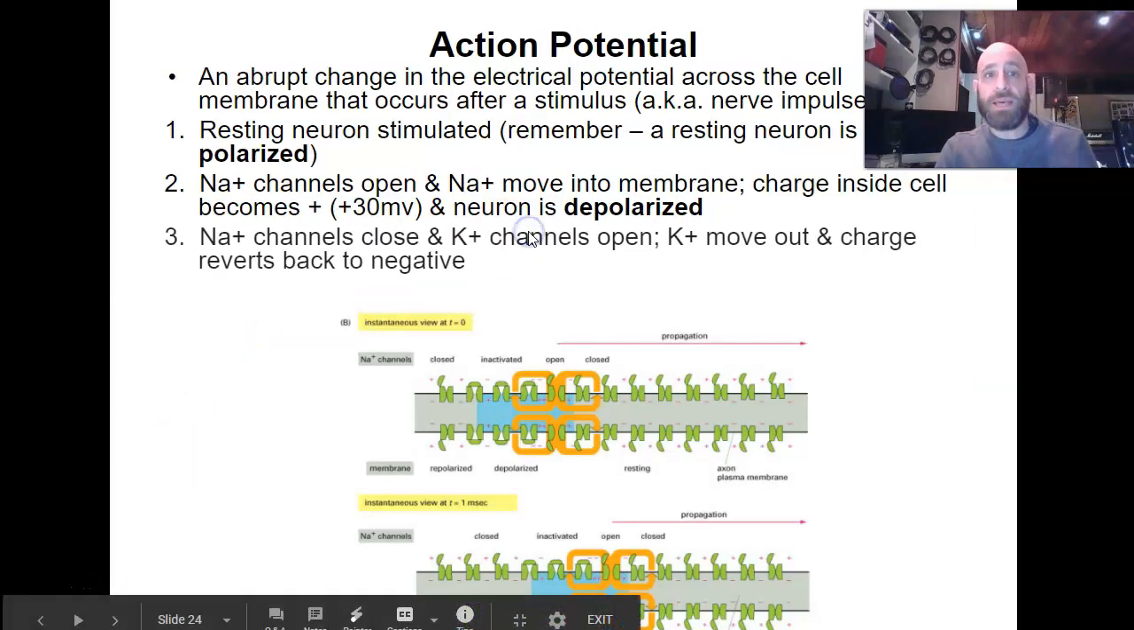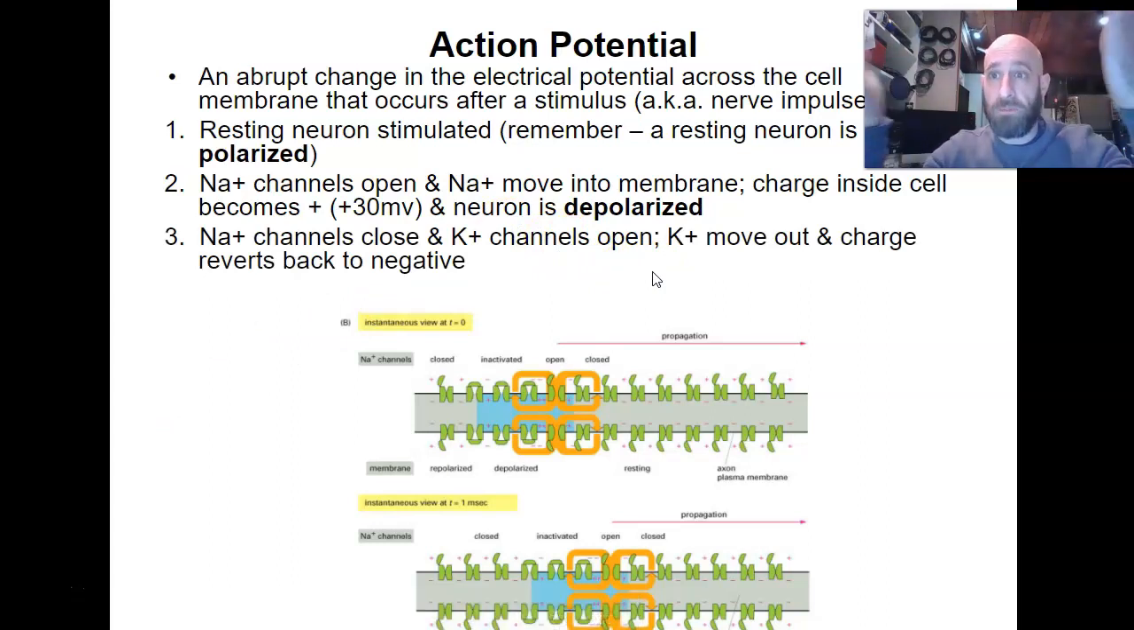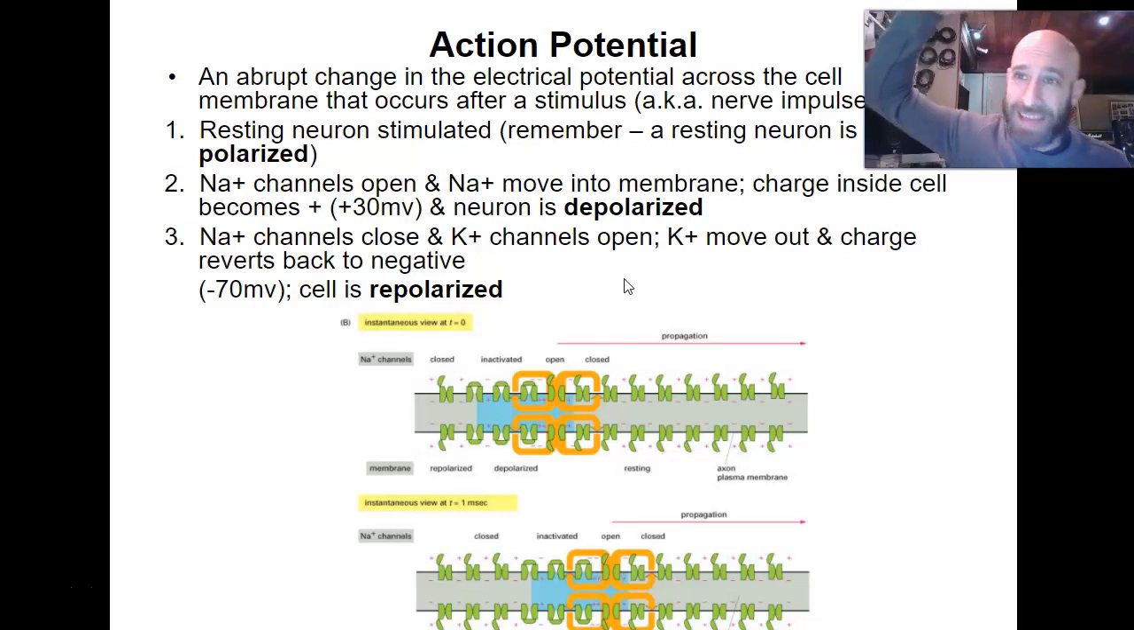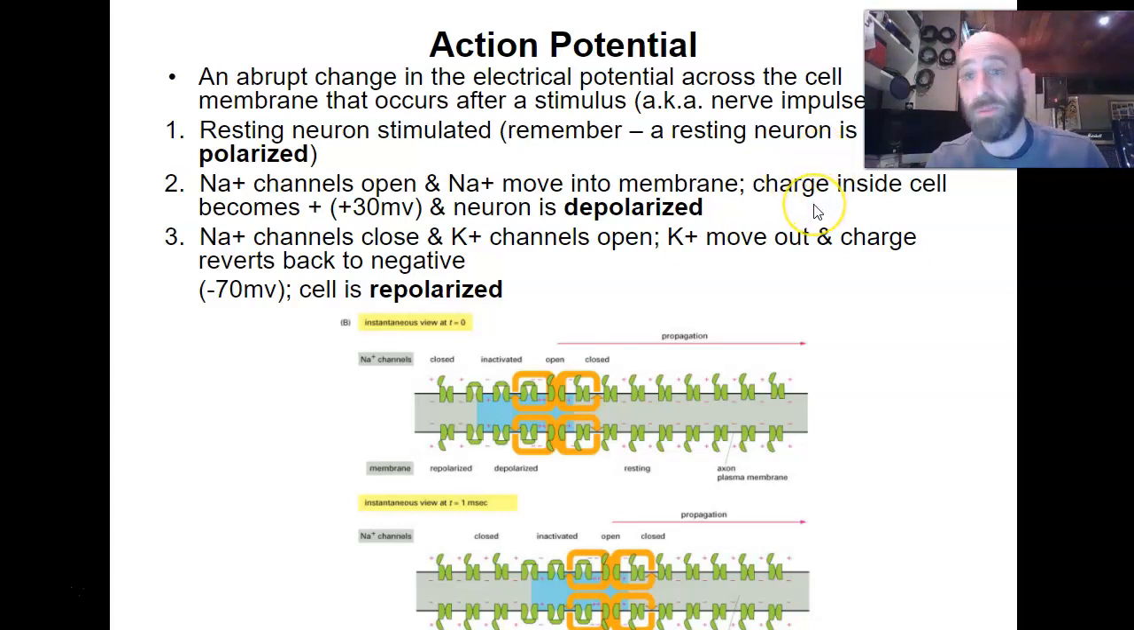The next step of this process is potassium channels open. So the sodium channels are open for a short period of time, sodium floods in, those sodium channels close, and now the potassium channels open. And when the potassium channels open, potassium floods out, right? And when the potassium floods out, that takes the positive charge with it, making it back to negative again. So it jumps way back down again. It gets all the way up to positive 30, it becomes depolarized, and then it dives way back down again to negative 70 millivolts. And that is called repolarization because now it's going back to that initial value. So it gets depolarized up to positive 30, and then it gets repolarized back down to negative 70.